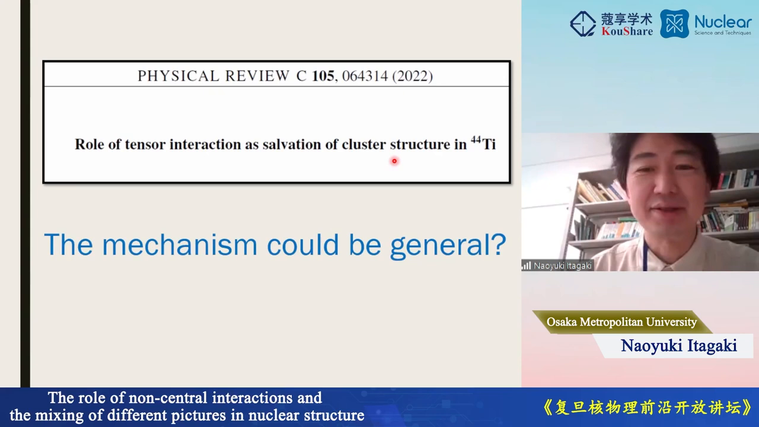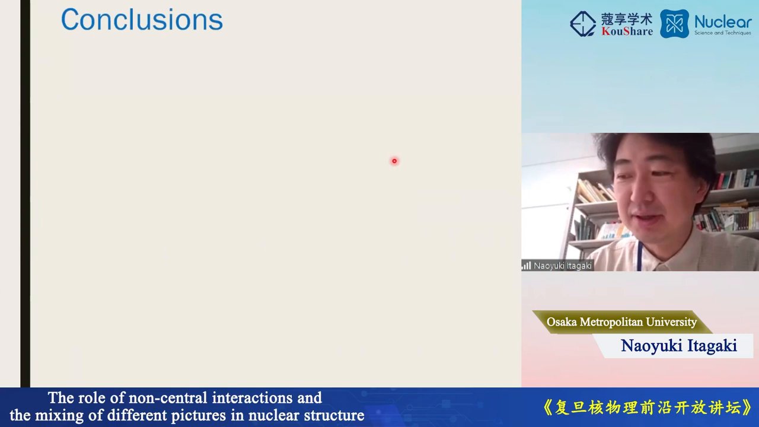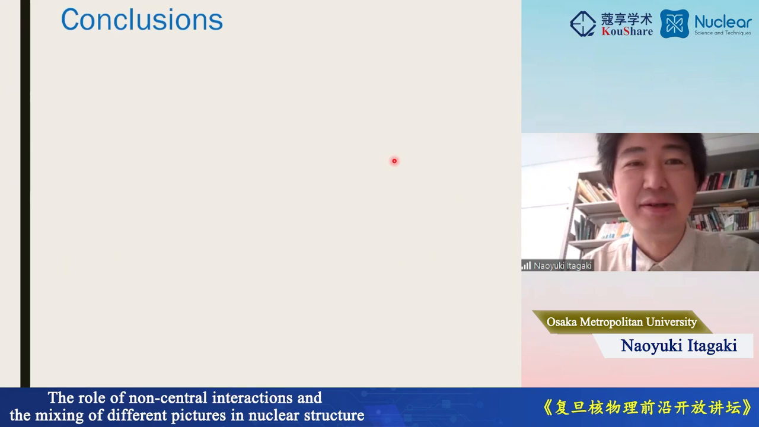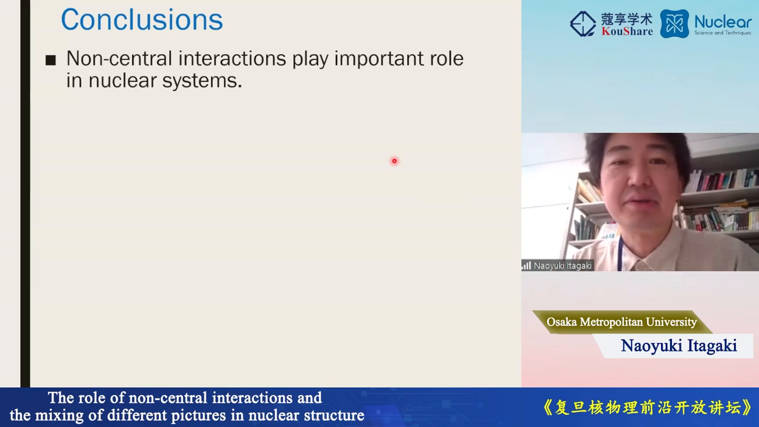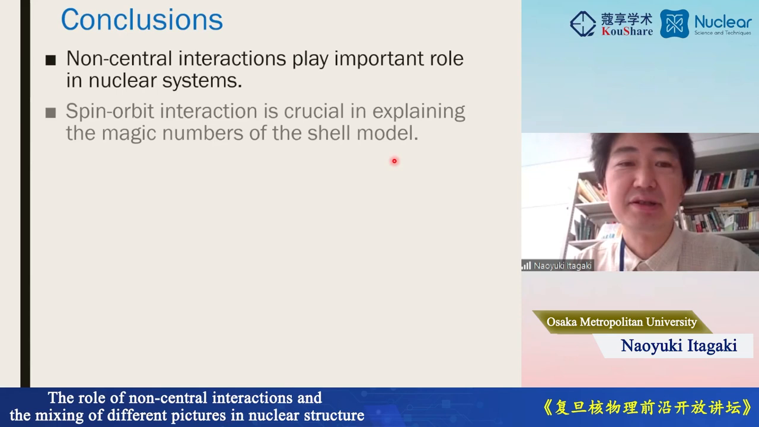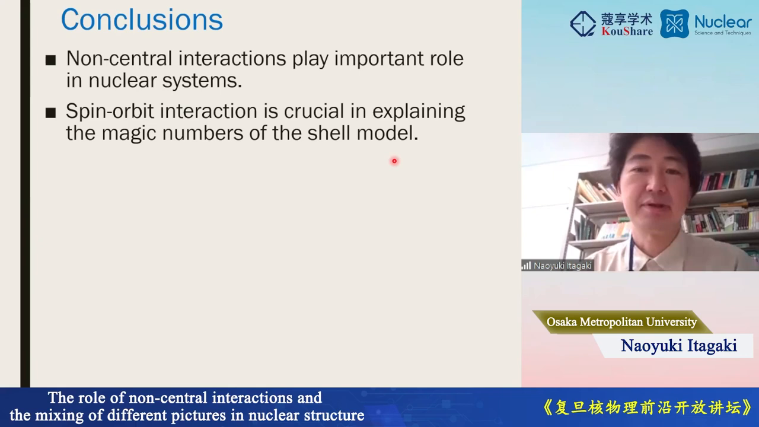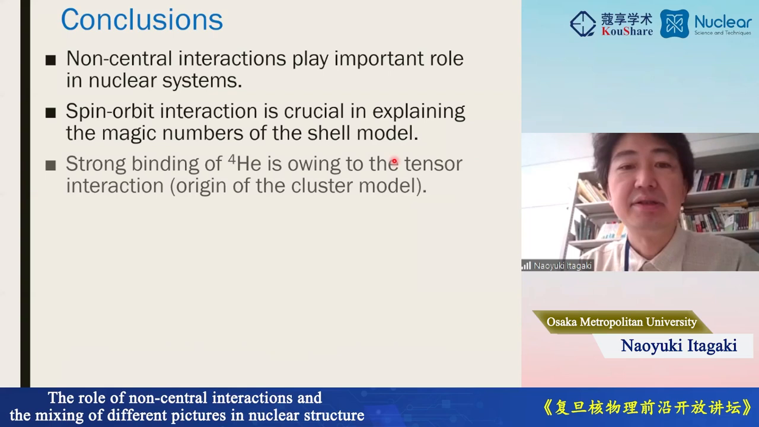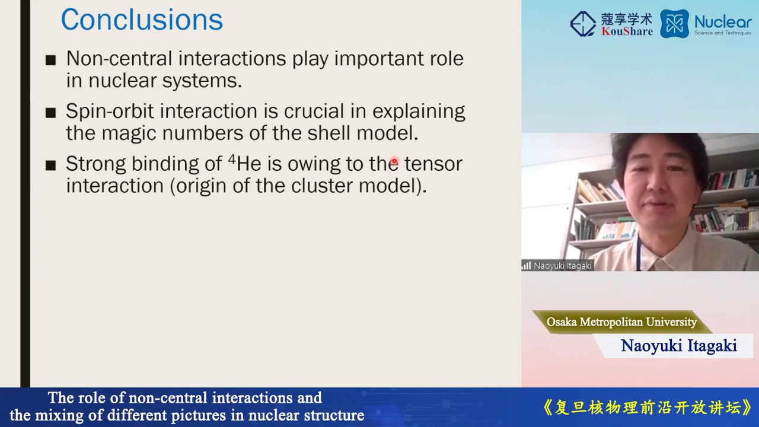Okay, so now it is 12 o'clock in Japan time and 11 in Chinese time, I think. So I'd like to conclude. I talked about the non-central interactions, and they play an important role in nuclear systems. The spin-orbit interaction, a rank one non-central interaction, is crucial in explaining the magic numbers of the shell model. And the strong binding of helium 4 is owing to the tensor interaction. This is a rank two non-central interaction.